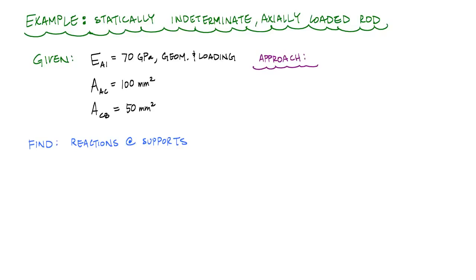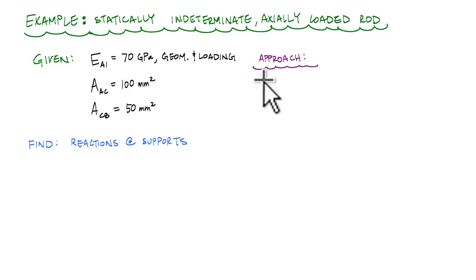And in this video we're going to go back to mechanics of materials and look at a statically indeterminate axially loaded rod, fixed, made of aluminum with the modulus of elasticity shown. Segment AC will have an area of 100 millimeters squared, segment CB 50 millimeters squared. And what we want to do is find the reactions at the supports. And I'll show you what the drawing looks like in a second.